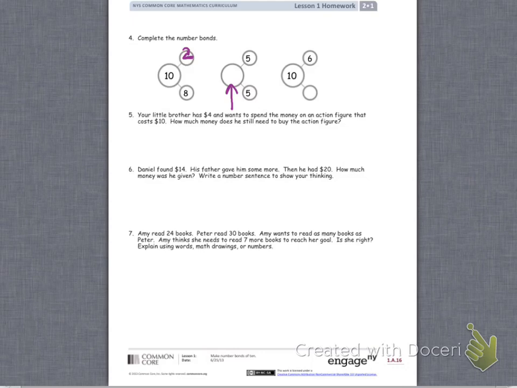In the third number bond, the whole number is 10. This time they gave you the part 6. 6 plus how many more do you need in order to get to 10? That number will be recorded in the small circle. 6 plus blank equals 10.